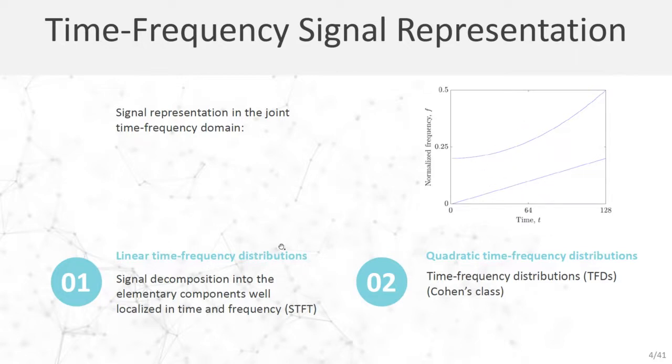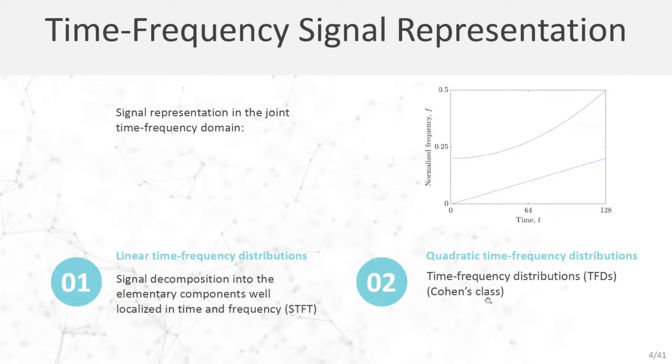That's why some numerical methods for time-frequency representations are developed, and they may be divided into two categories. The first one are linear time-frequency distributions that provide us signal decomposition into the elementary components well localized in time and frequency, and these are some classical approaches. But on the other hand, we also have some quadratic time-frequency distributions, or TFDs, that provide us insight into the signal's energy distribution as a function of both time and frequency.